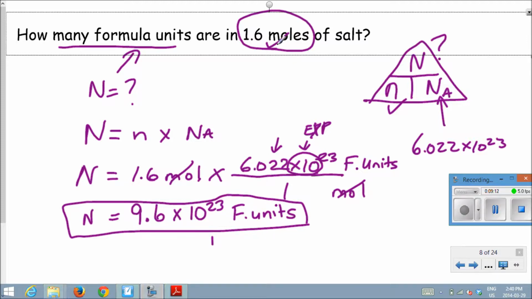So if you have 1.6 moles, that means we're going to have more than a mole. 1 mole is 6.022 times 10 to the 23. We're going to have 1.6 times as much as that. Okay, so we have 9.6 times 10 to the 23 formula units.